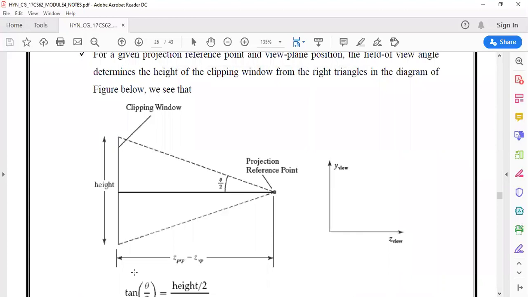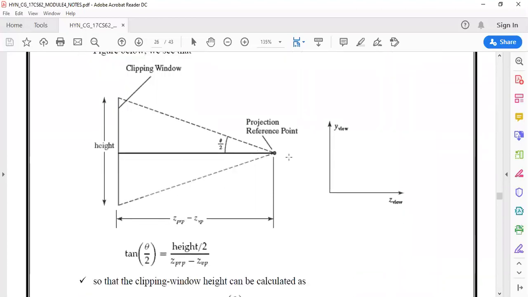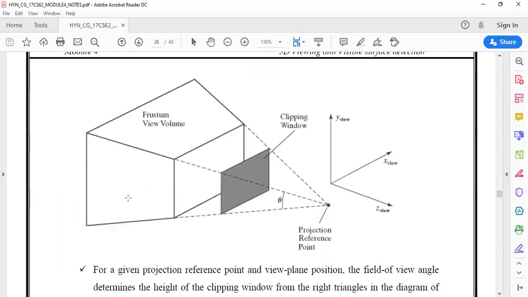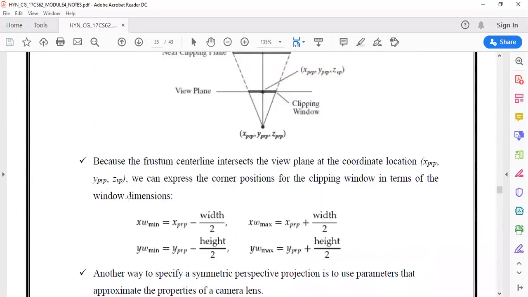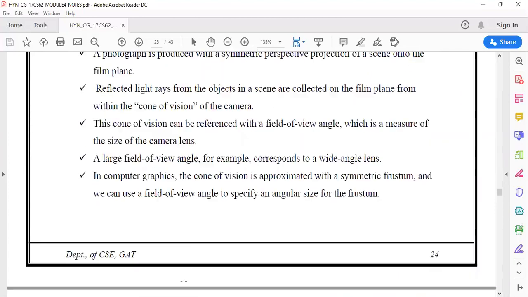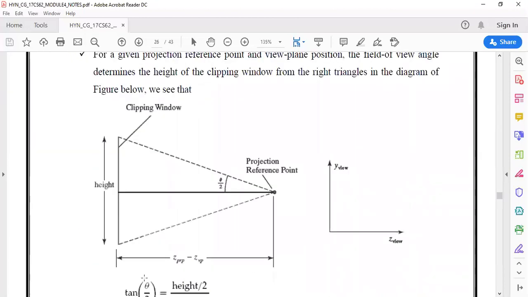So I will get it like this. This point is the projection reference point, and this point is a point on the clipping window, right? We know that the projection reference point is xprp, yprp, zprp, whereas on the view plane it is xprp, yprp, zvp. So I will consider the distance here as zprp minus zvp.